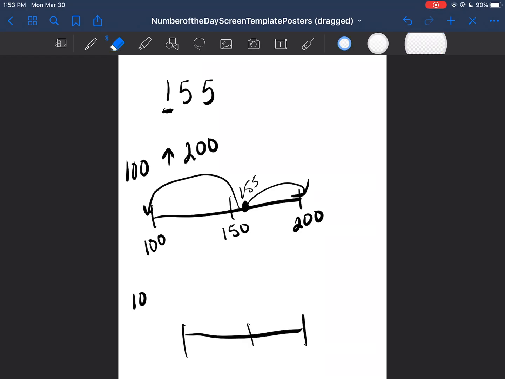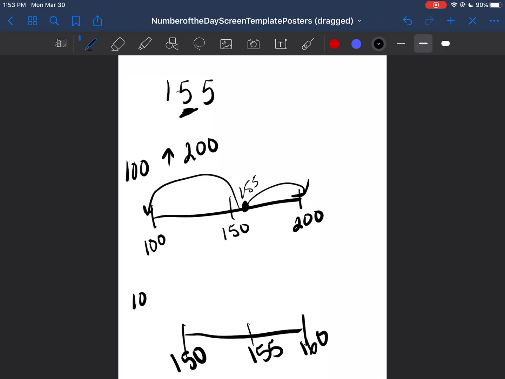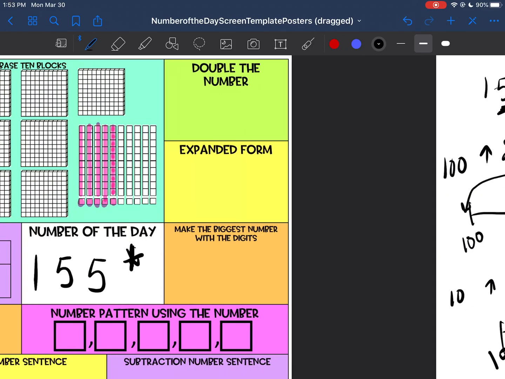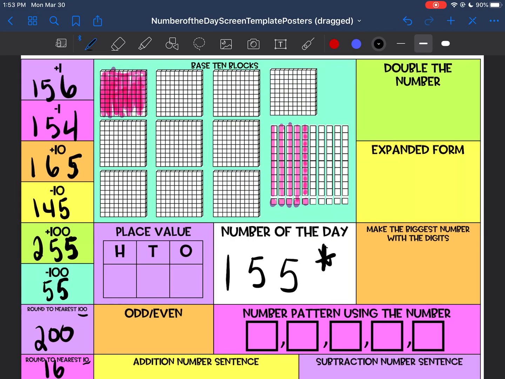Now I'm going to round to my nearest tens. I'm looking at my tens place. I have a 5 in my tens place, so I know that 5 tens is the same thing as 50. My 100 stays the same. 50 here. What comes after 50 when I'm counting by tens? 60, and in the middle is 55. Well, looky here. 155 is my midpoint. And we've talked about if it is my midpoint, it's going to automatically round up because it is closer to 160. So it rounds up to 160. 200, 160.